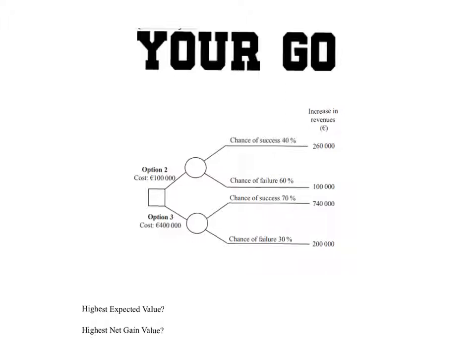So this is another question for you. Have a go at it. Pause the video, see what you get, and then we'll go through the answers. Make sure that you calculate the highest expected value from option 2 and option 3, and then the highest net gain value as well. We'll go through the answers of this at the end of the video. You should have done this now. So let's have a look at the next question and have a go at that as well.